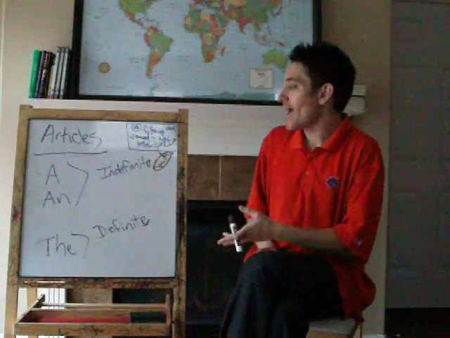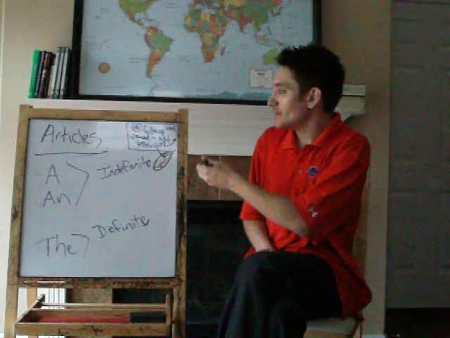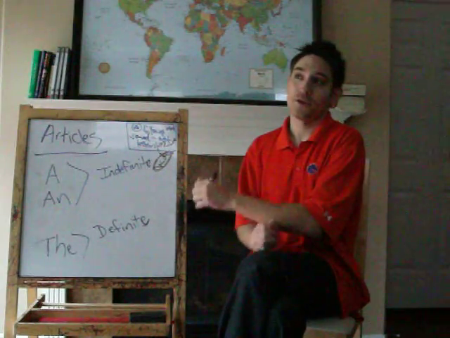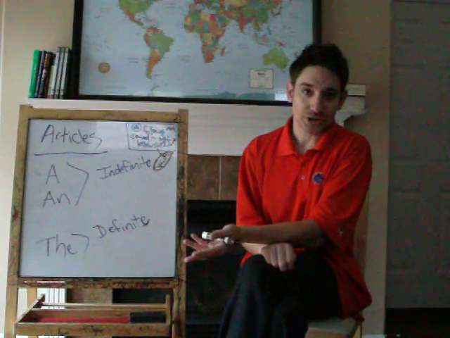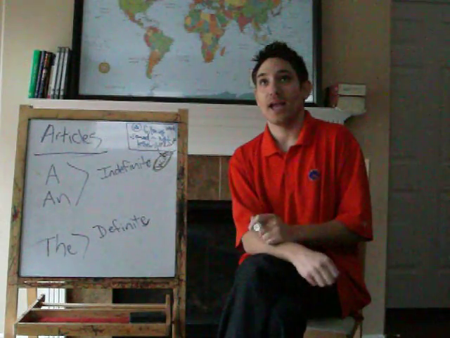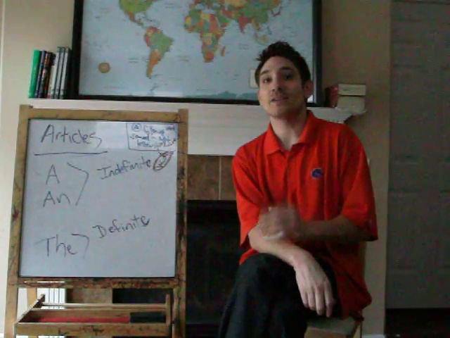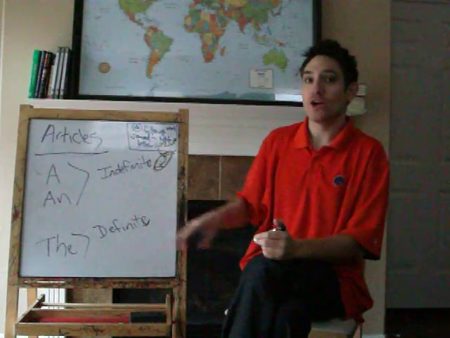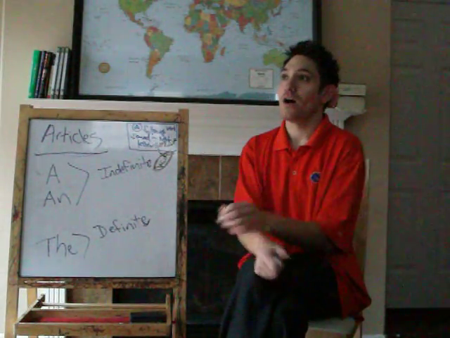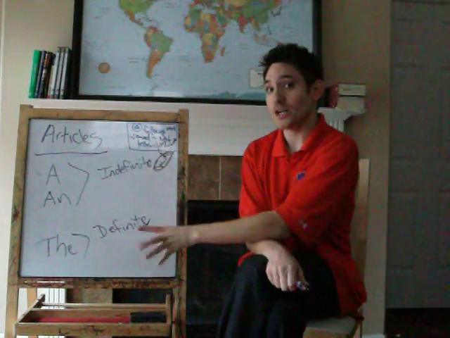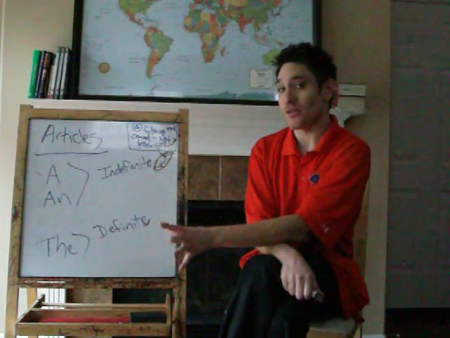Now, as far as the origin of the articles, it comes from Old English, and the word was an, A-N, and it meant one. So remember, guys, a, an, and the all mean one. They just describe it. A and an describe it in one way, and the describes it in another way.